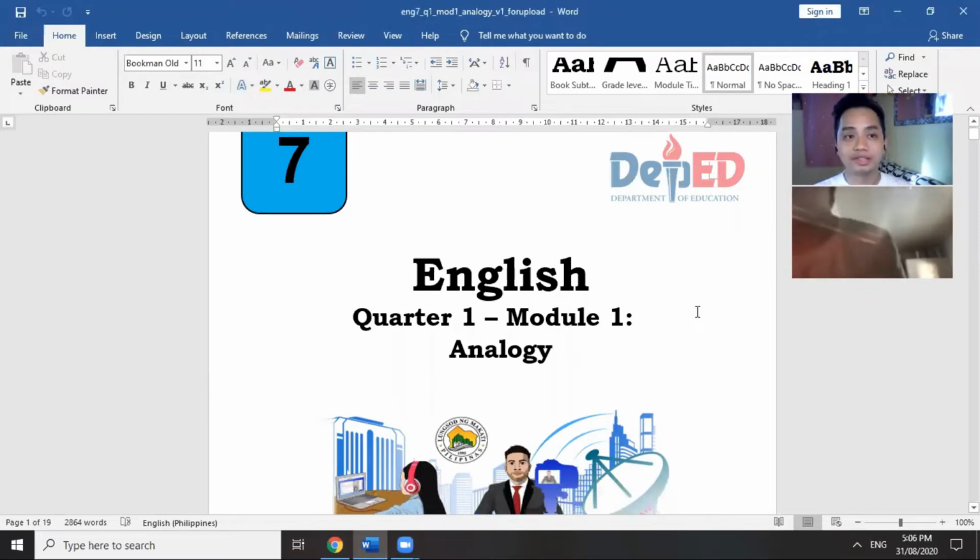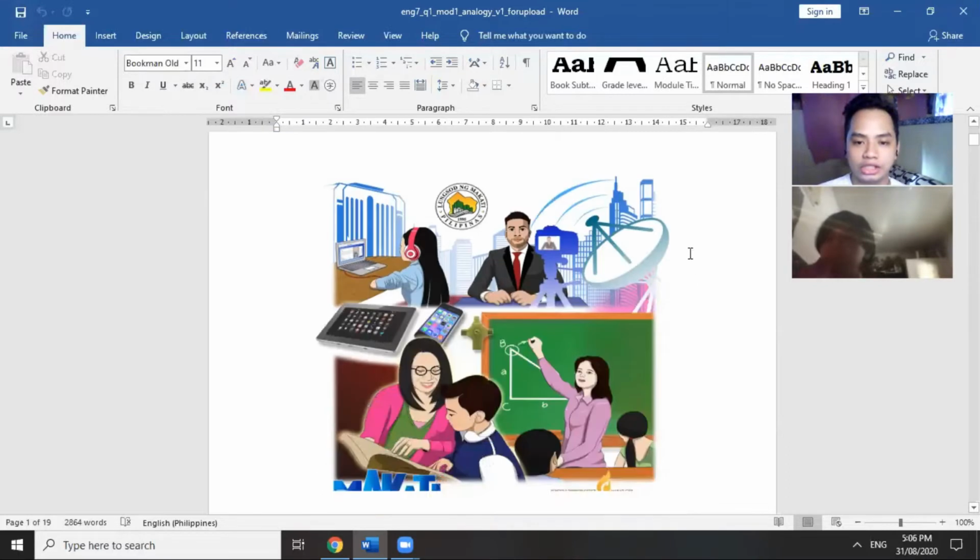Why module? As you all know, with this pandemic, all students are studying at their respective homes, and modules are being created by the Department of Education so that students would not really have the need to purchase a gadget, because they can have it printed by their local officials. Okay, so English quarter one module one analogy.